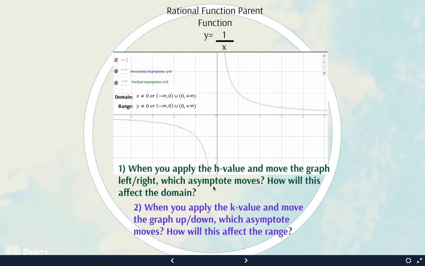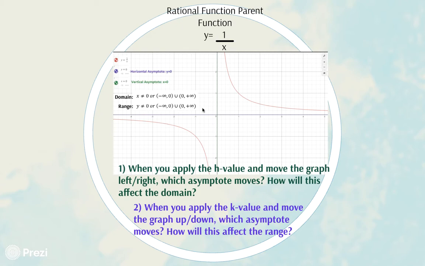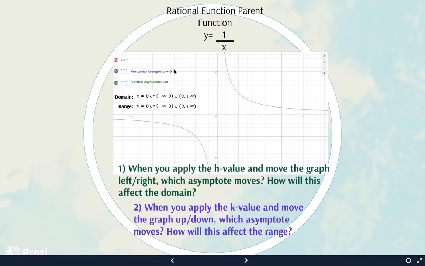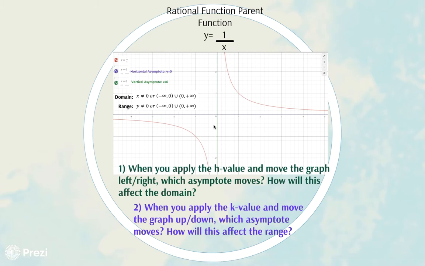Since it already heads up and down forever, if I shift it up or down, it's not going to move. So if you move a graph up or down, the horizontal asymptote will be affected, or the line y equals 0. When you move it up or down by the k value, the asymptote will also shift up or down that many spaces. So your horizontal asymptote is going to be y equals our k value now, because if we start at 0 and it goes up or down as many spaces as the k value, that's where the asymptote will be sitting.